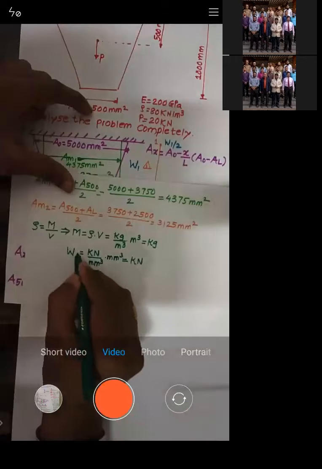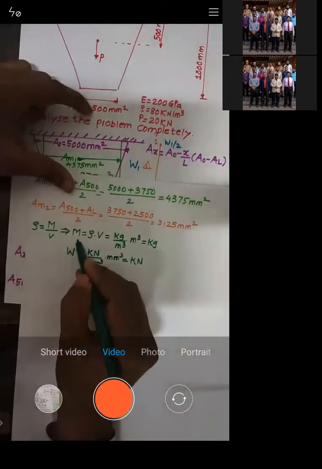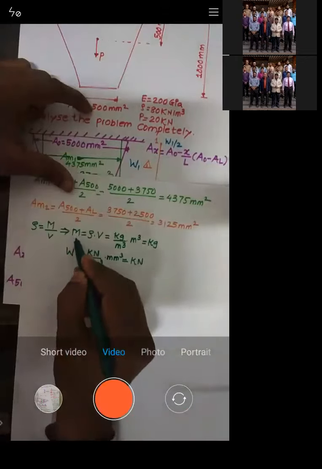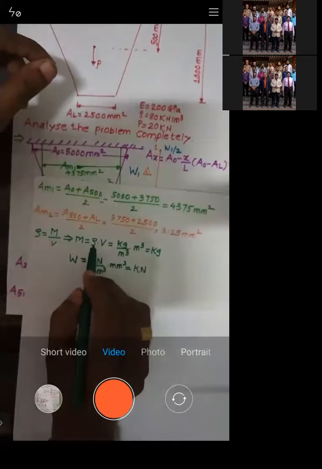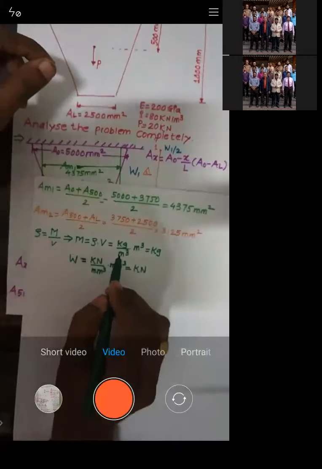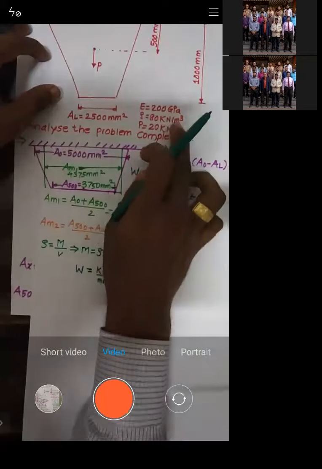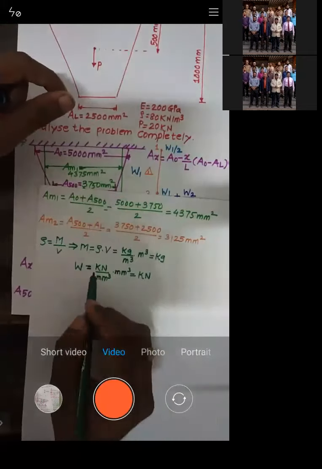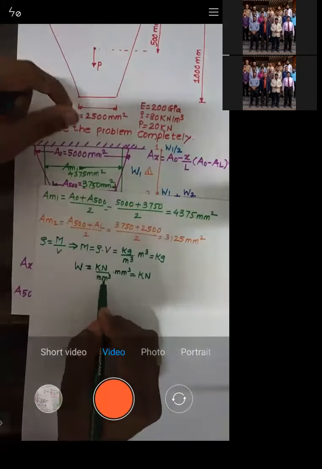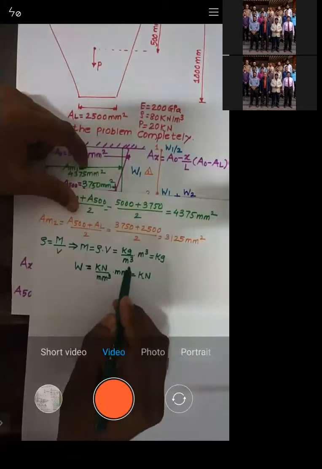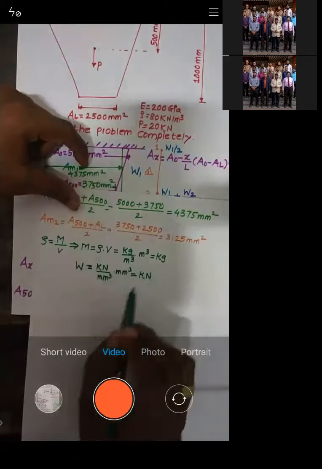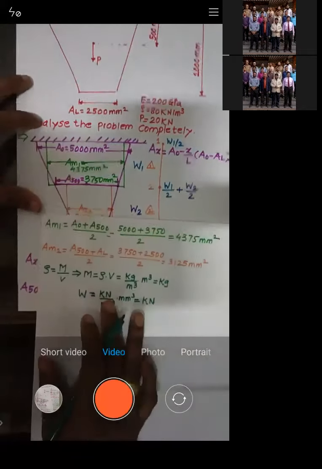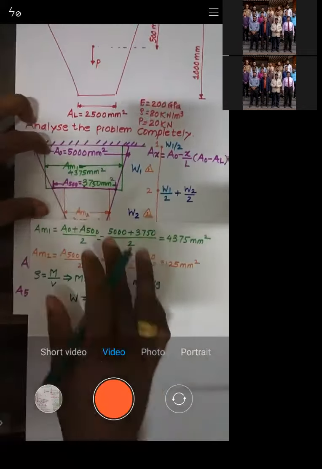So I will convert this mass to weight by just multiplying by acceleration due to gravity. That means the density which was in kg per meter cube is now in kilonewton per meter cube, and I will convert that into kilonewton per mm cube, and when I multiply it by volume in mm cube, I will directly get the weight in kilonewton. So how to do that?